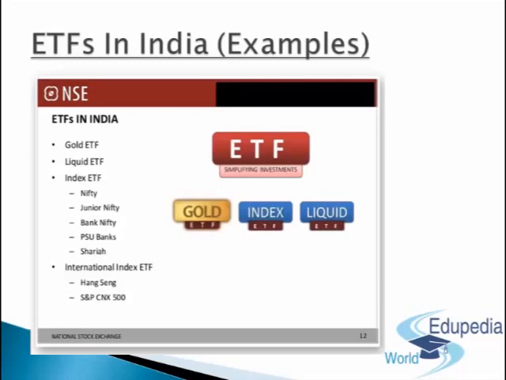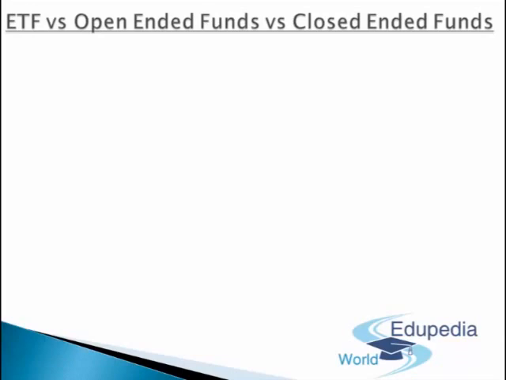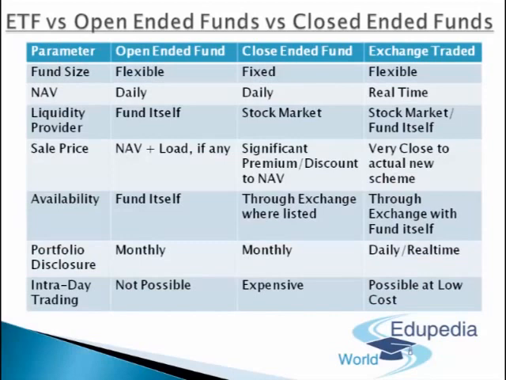We'll be concluding this presentation with the last topic of today, ETF versus open-end funds versus closed-end funds. We can compare the parameters: what's the benefit of having an open-end fund, a closed-end fund, and an exchange-traded fund. The fund size in an open-ended fund is flexible. In a closed-ended fund, the fund size is fixed. In an exchange-traded fund, since it is traded day in day out on stock exchanges, the fund size is flexible.